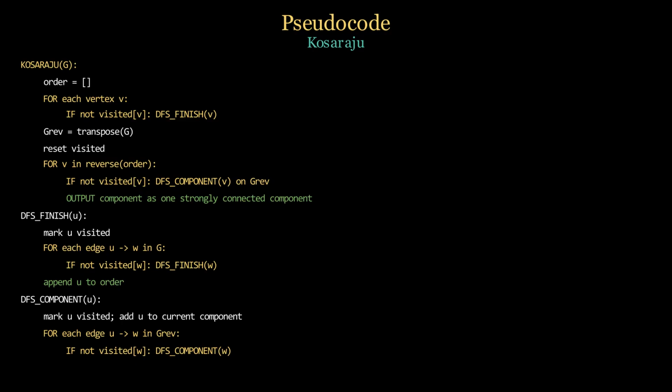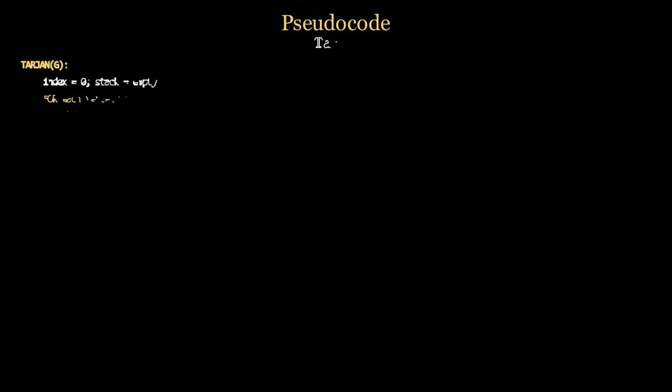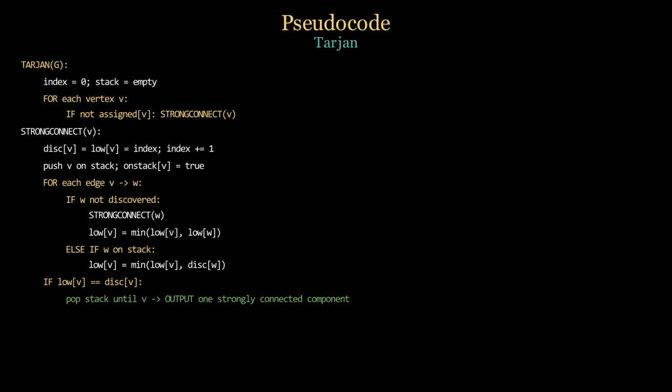Kosaraju pseudocode: first pass depth-first search on the original graph records finish order. Second pass on the transposed graph, processing vertices in reverse finish order, collects each strongly connected component. Tarjan pseudocode: one depth-first search assigns discovery and low-link values, keeps a stack, and whenever low equals discovery at a vertex, pops one strongly connected component.